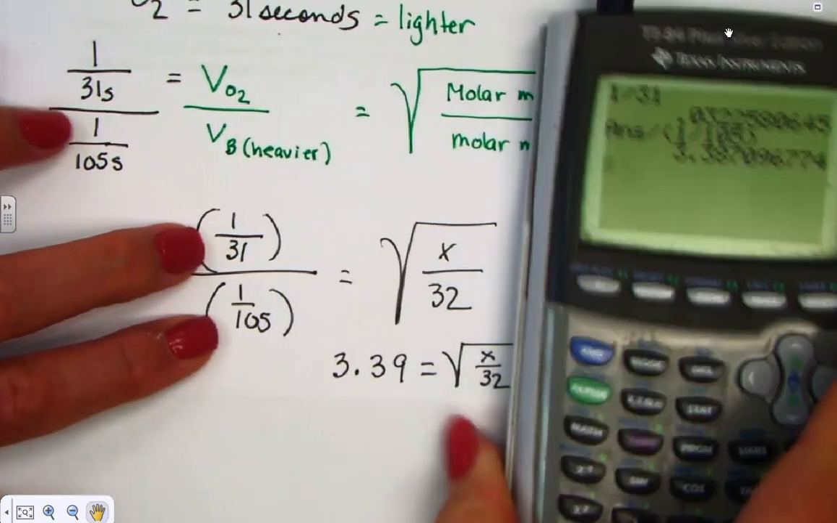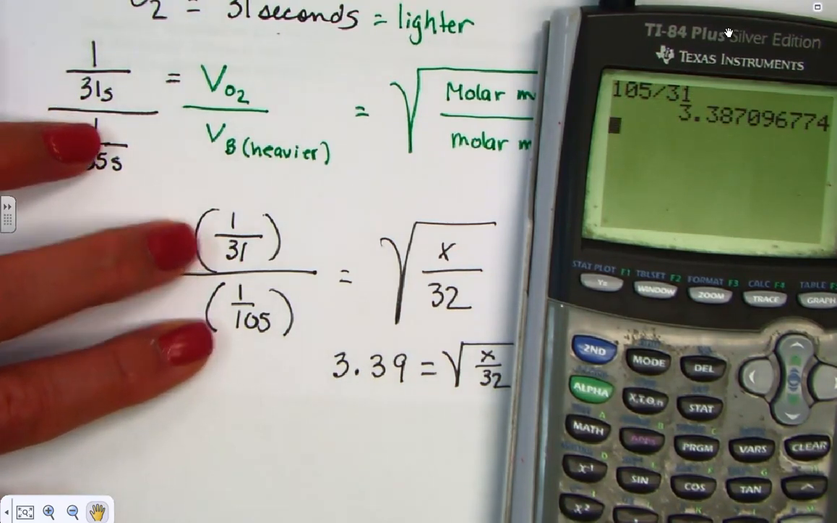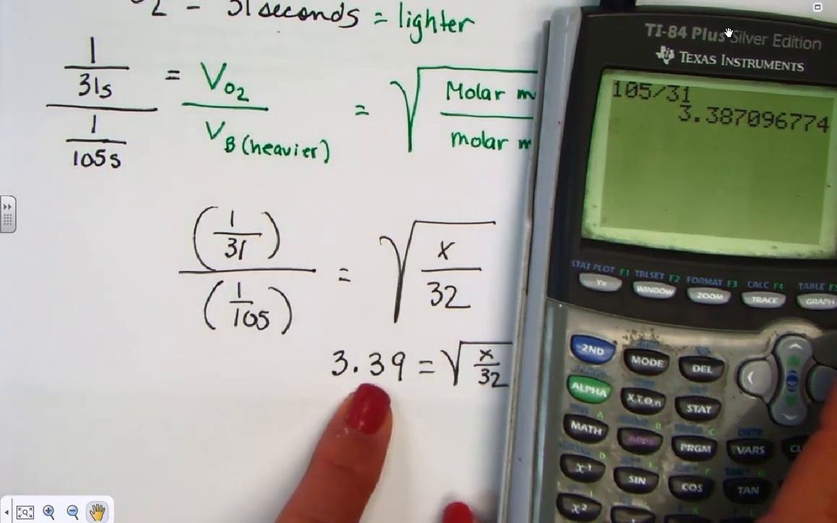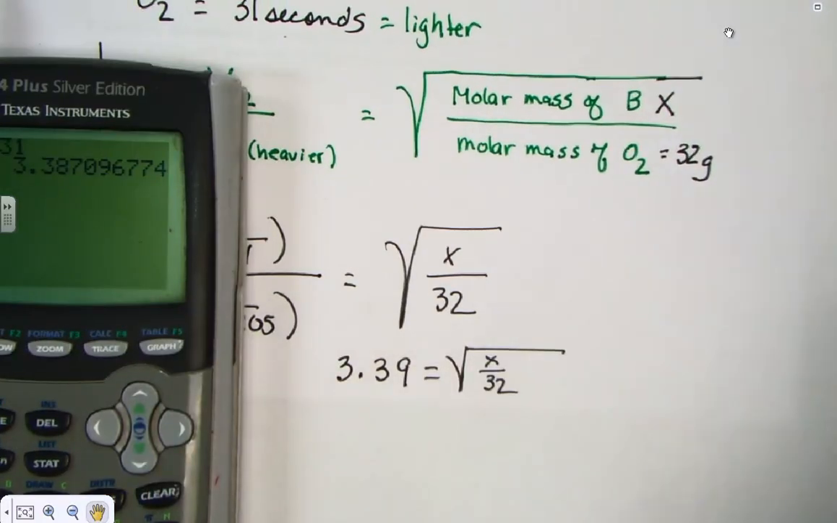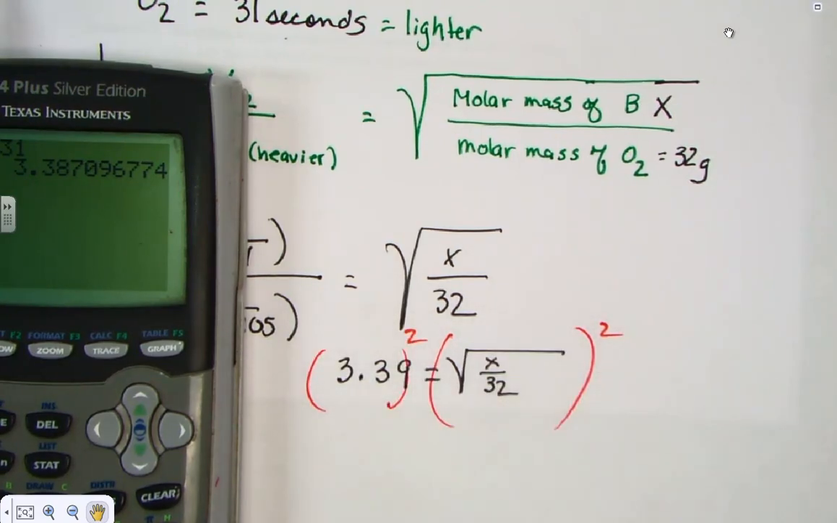By the way, those of you who are math savvy know that you can simplify simply by going 105 over 31, and you're going to get the same number. All this does is take the reciprocal. Either way, we get the same answer. How do we get rid of the radical? We're going to square both sides, aren't we? Squaring both sides gets rid of the radical. So now we just square that answer.